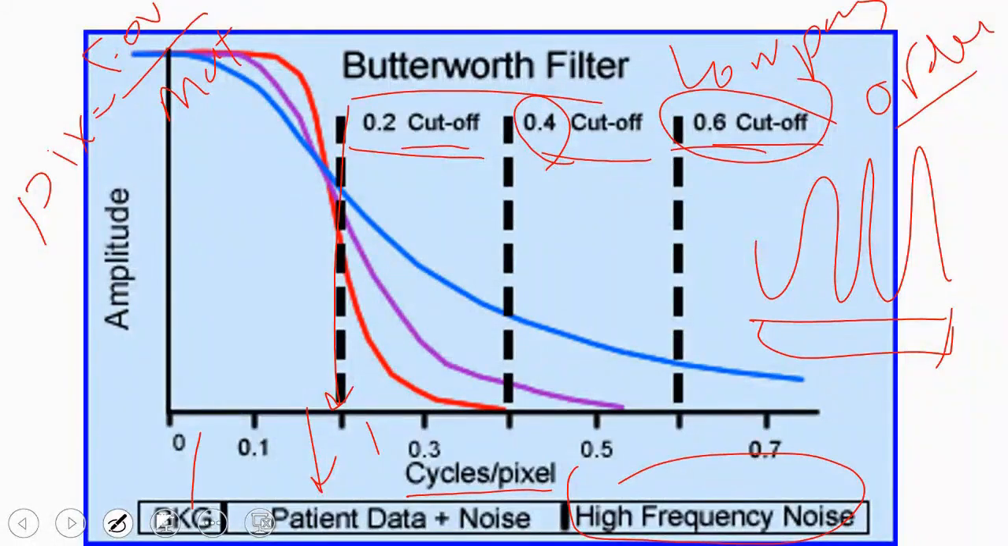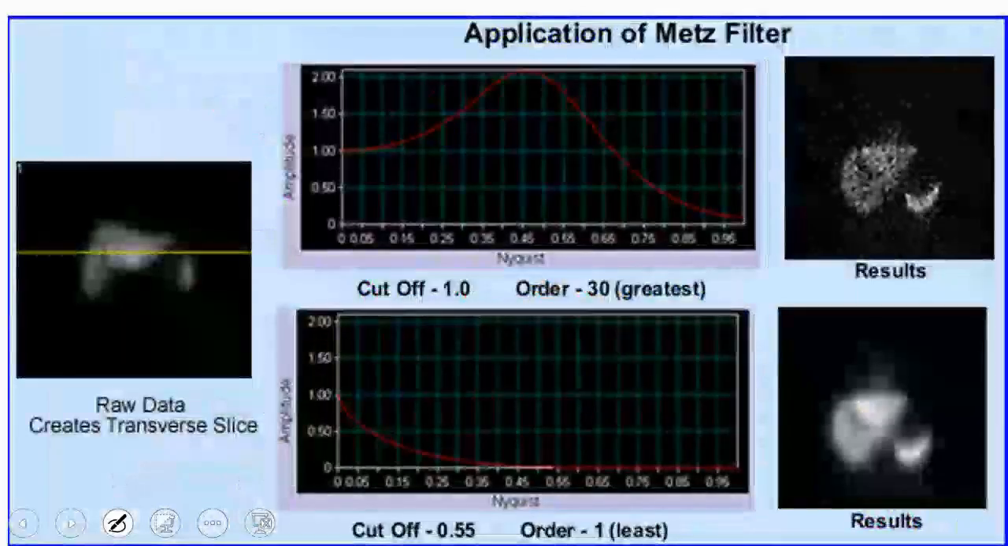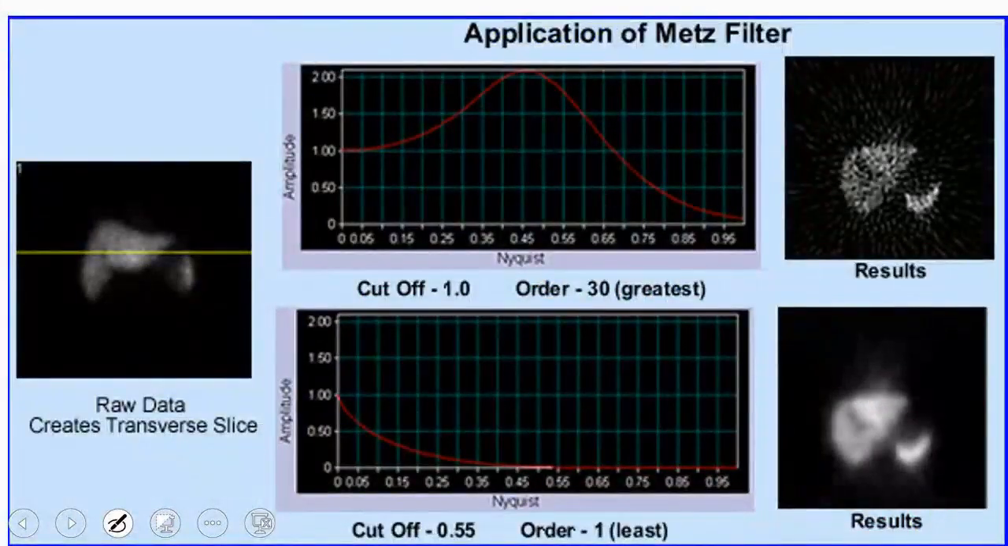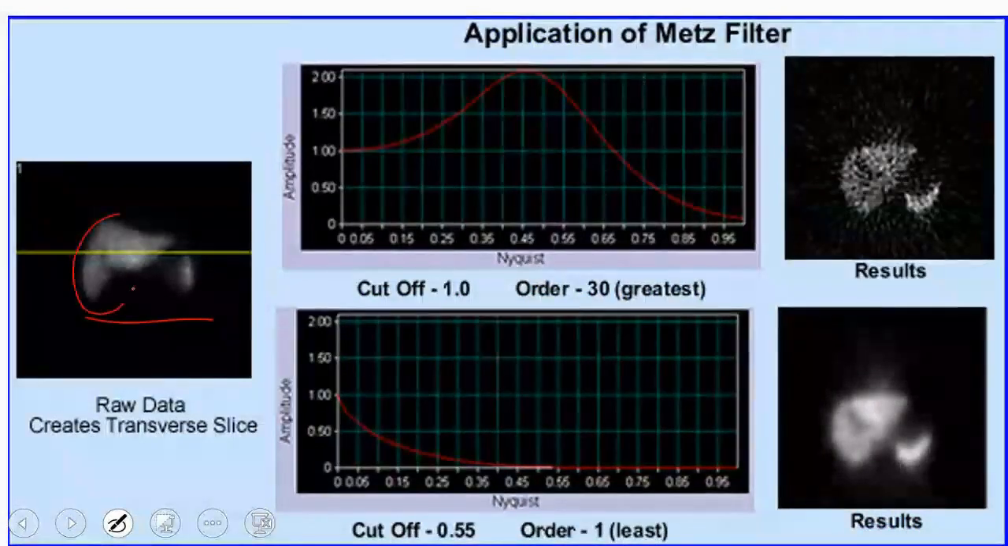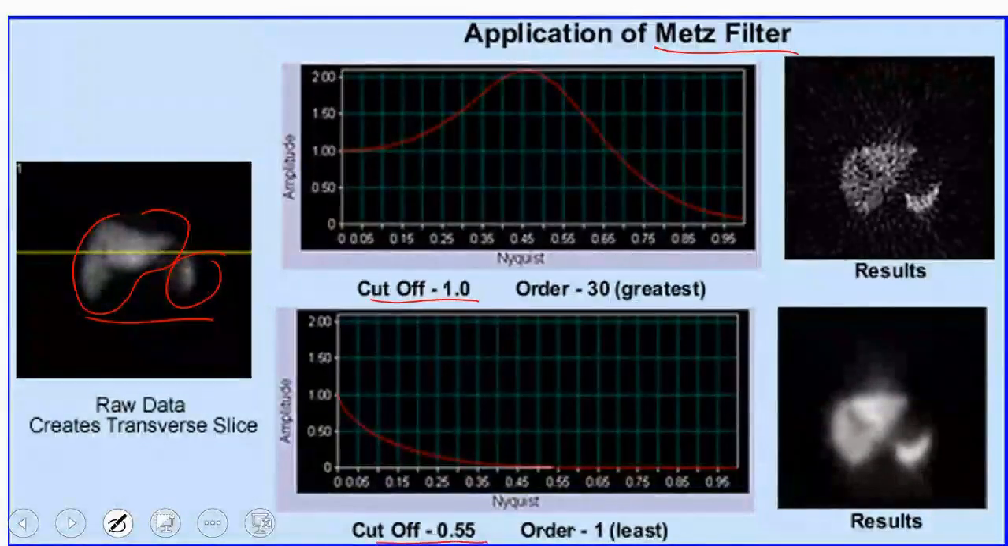Now, what about the order? The order represents the steepness or the stepping of the curve shape. What does that mean? It refers to the slope of the curve. The more you increase the order, just come here and ask. This is an image of a liver, and this is a spine. This is a nuclear imaging image. Now you are using another filter called the Metz filter. This filter has a cutoff of 1, and this filter has a cutoff of 0.5. Okay?